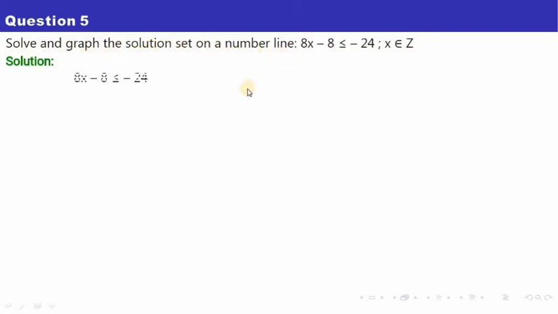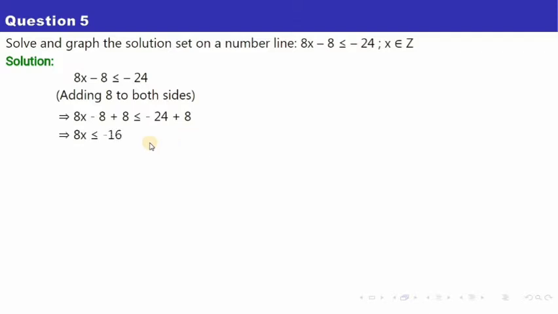Okay, so we have been given this inequation. So solving part is easy, right? So I want to get rid of this minus 8. So we will add 8 on both sides. So if I add 8, then I'll get this, isn't it? Minus 8 and 8 get cancelled. Minus 24 plus 8 is how much? It is minus 16, isn't it? So we have 8x is less than or equal to minus 16.